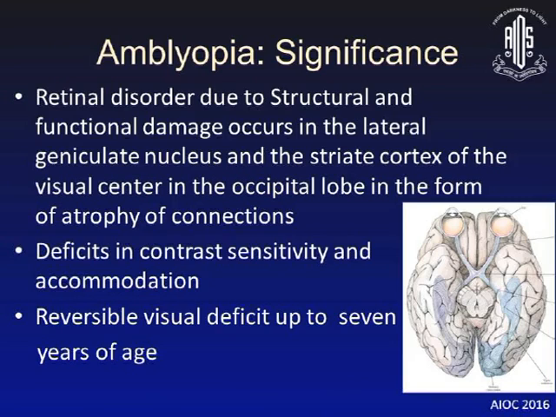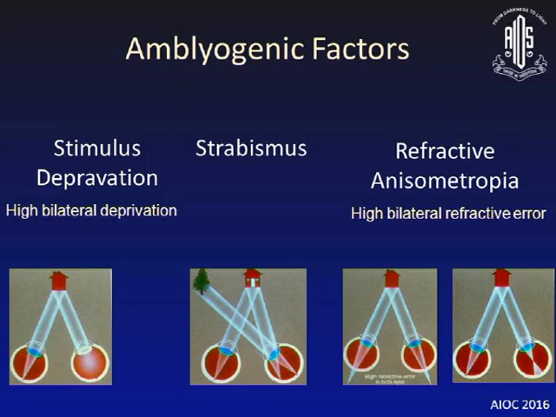Now, amblyopia is considered to be a cortical disorder due to the structural and functional damage that occurs in the lateral geniculate nucleus and striate cortex of the visual center in the occipital lobe, in the form of atrophy of connections. It will cause a deficit in the contrast sensitivity and accommodation. At the same time, it is a reversible visual deficit, usually up to 7 years of age, because of the maturation of the visual system. Now, amblyopia is caused by 3 important factors.